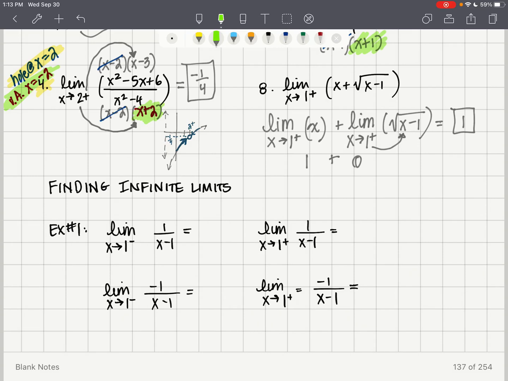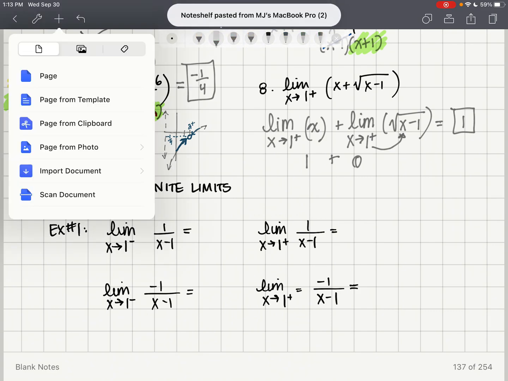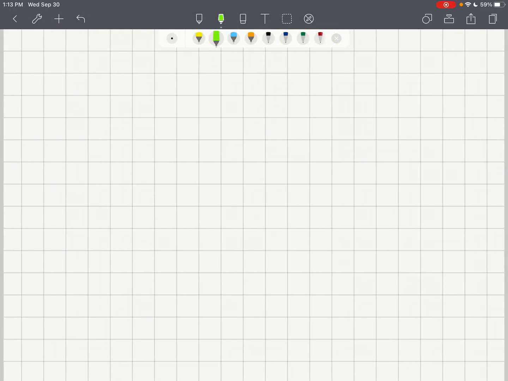Okay, so now we're going to talk about finding infinite limits. When we're finding infinite limits, we can do this numerically. We can also find the infinite limits if we know what a parent function looks like. So I'm going to quickly go over with you what a couple of important parent functions are.